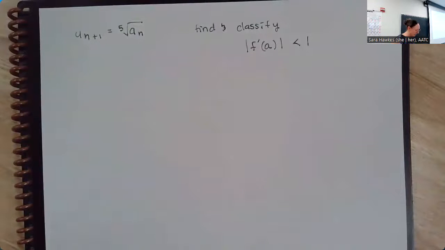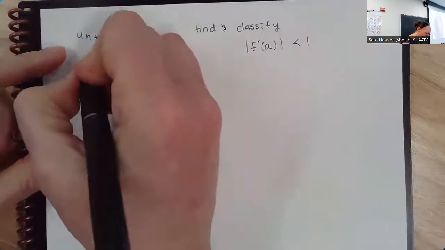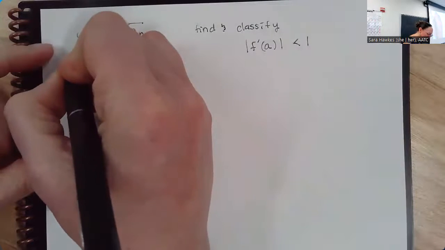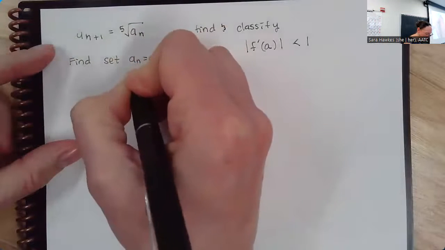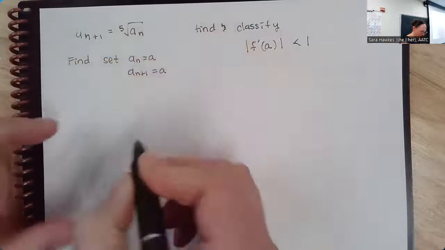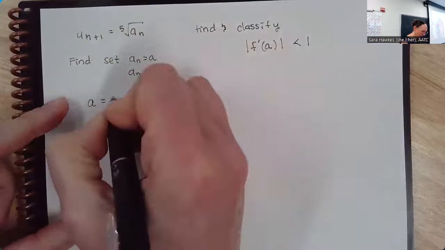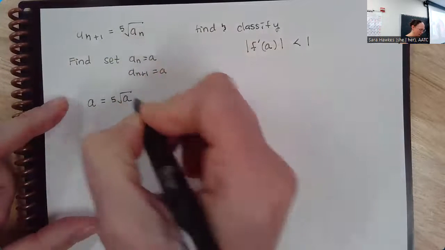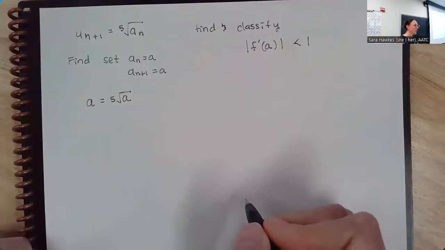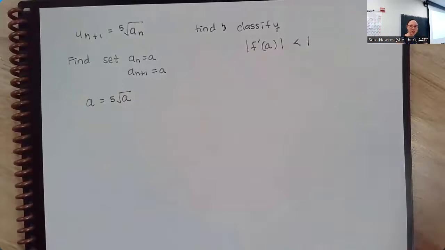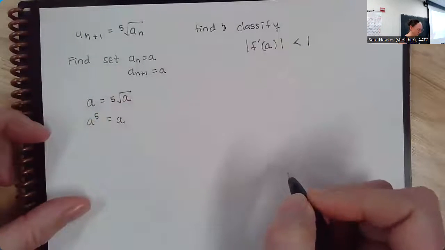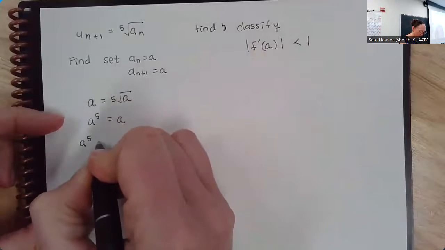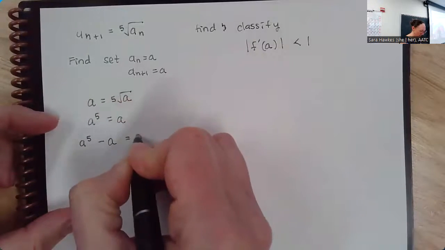So to find the equilibria, again, I set a sub n equal to a and a sub n plus 1 equal to a. So I would have a is equal to the fifth root of a. All kinds of options there, but I'm just going to raise both sides to the fifth power and have a to the fifth is equal to a. So a to the fifth minus a is equal to 0.